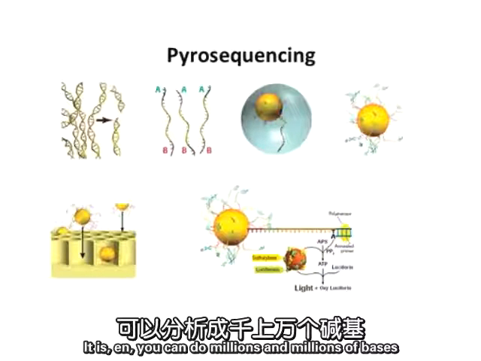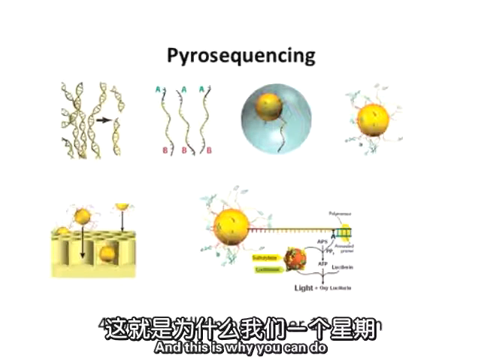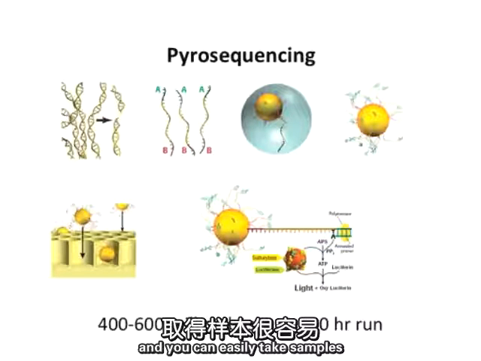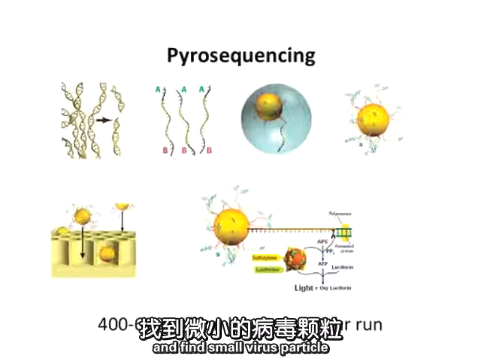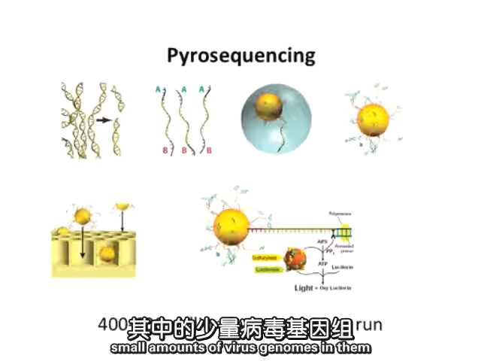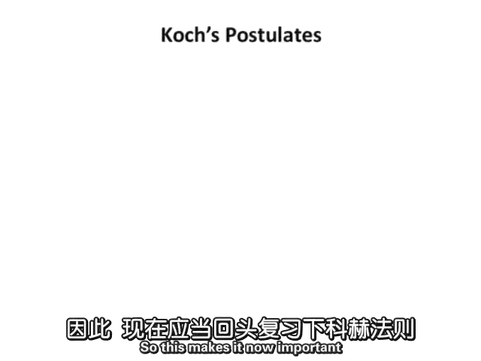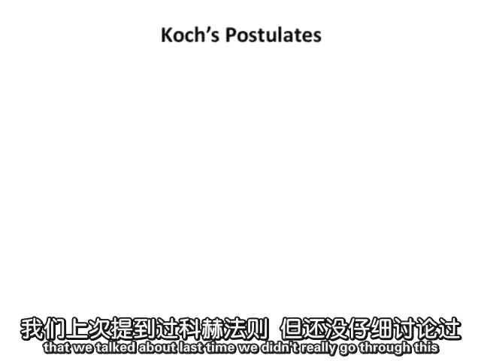You can do millions and millions of bases. In fact, 400 to 600 million bases per 10-hour run. And this is why you can do the human genome in a week now. And you can easily take total RNA samples from patients and sequence the whole thing and find small virus particles, small amounts of virus genomes in them. So this makes it now important to go back to the Koch's postulates that we talked about last time.